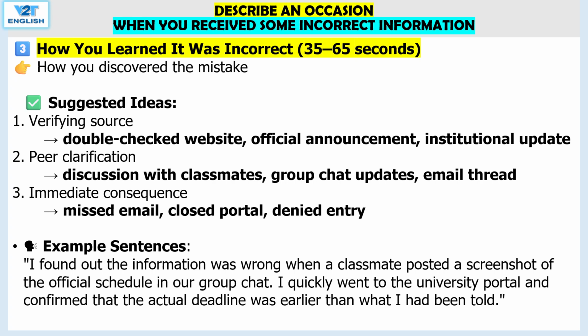Example sentences. I found out the information was wrong when a classmate posted a screenshot of the official schedule in our group chat. I quickly went to the university portal and confirmed that the actual deadline was earlier than what I had been told.